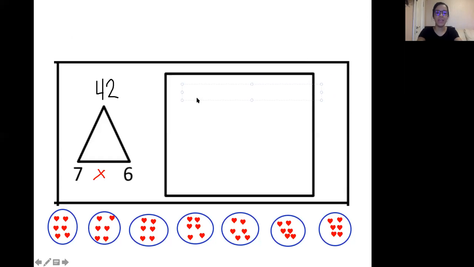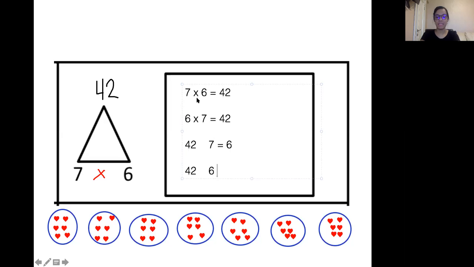Okay, very good. Now that we have my fact family, I can go ahead and build it up. Okay, so I'm going to take 7 times 6 equals 42. It's the same as 6 times 7 equals 42. Then we can take that and inverse it. We can do 42 divided by 7 will equal 6. And then I can do 42 divided by 6 equals 7.